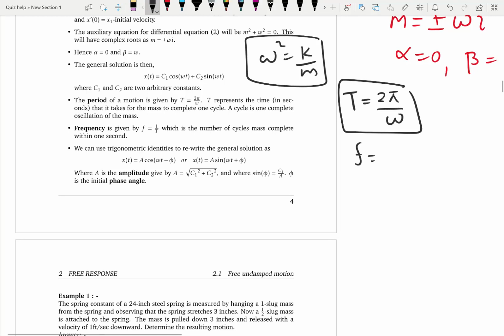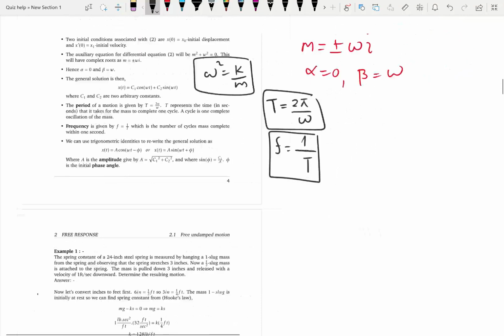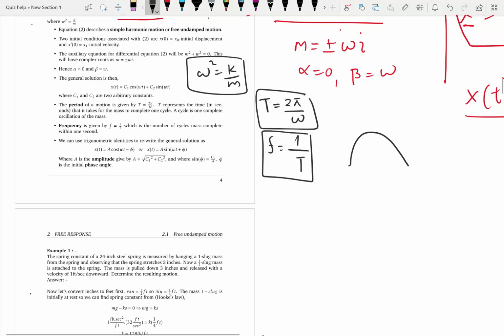Frequency is actually how many cycles you complete within 1 second. So it's 1 over the time that it takes for a period. So frequency is 1 over the period. And amplitude, okay, amplitude is actually the height of this motion. So that is the amplitude. One positive height or the negative height, the height of this motion.